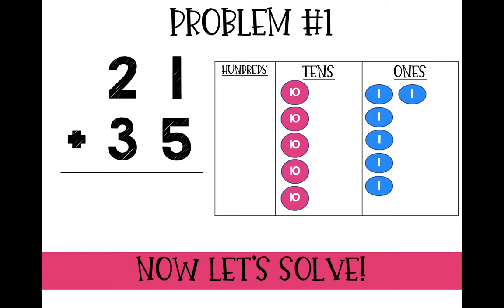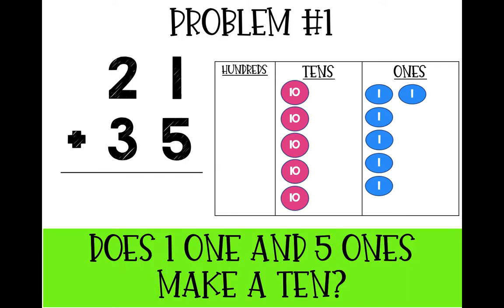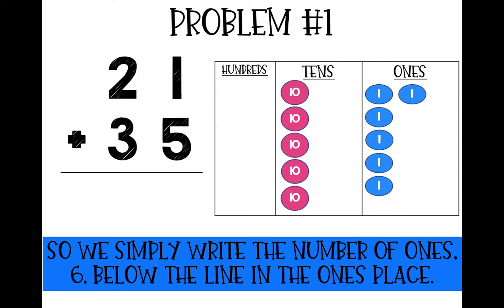Do you remember what we need to look at first? We need to look at our ones place first. We have 1 and 5. Does 1 1 and 5 1s make a 10? No! So we just need to write our number of 1s, which if we look at our ones place, we have 6 1s. We'll write that 6 below the line in the ones place, like this. See how our 1s are nice and even with each other? Make sure we use our nice, neat handwriting when we use our vertical form so that we keep our numbers in order.